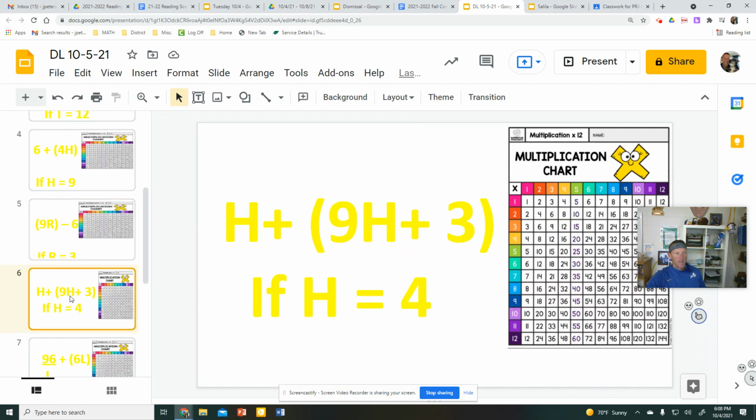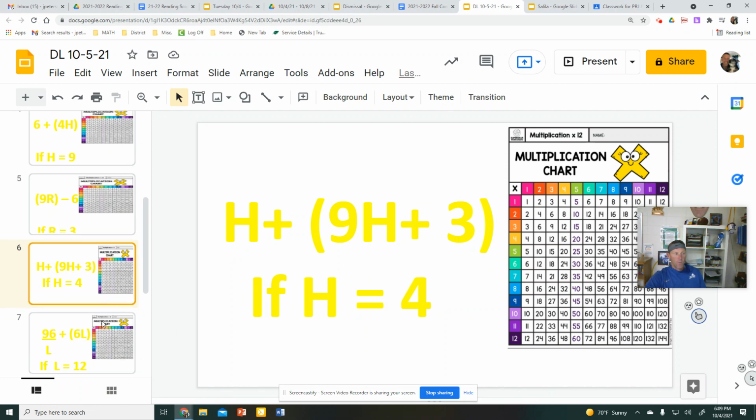On our next slide, we have to do what's in parentheses here, but we have two variables. But no, each time we see our variable, it's going to be the number 4. We're going to take 9 times 4 and get 36 and add 3. That'll give us 39 for what's inside the parentheses, but we have to go back and add 4 to that. So 39 plus 4 is 43.